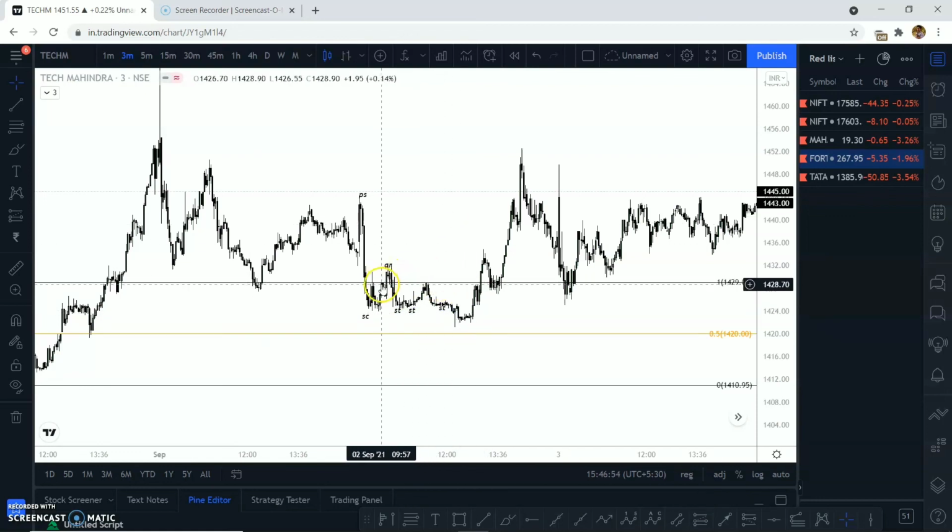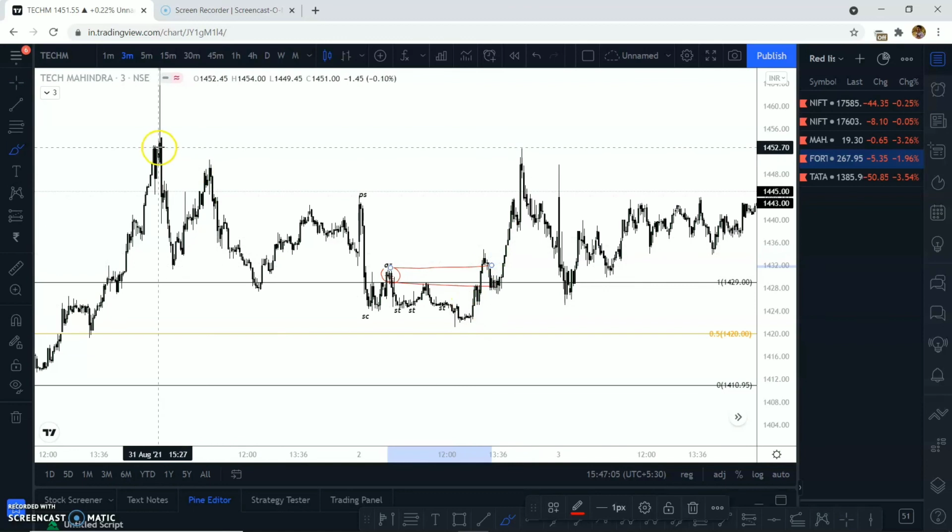Then identify the move that created a new swing low, right? So this is the move that created a new swing low. So this is going to be the last supply that should be taken out. Okay, see this.